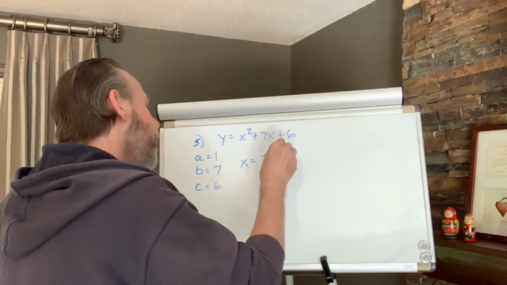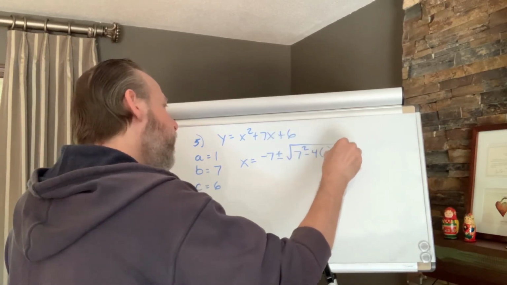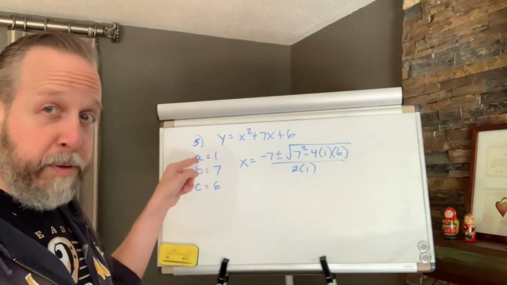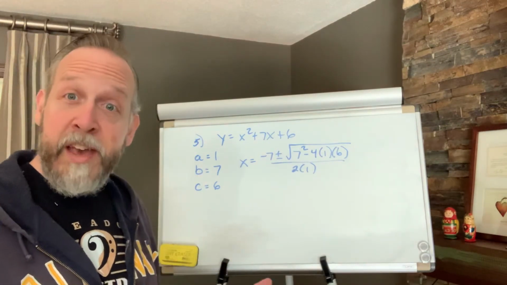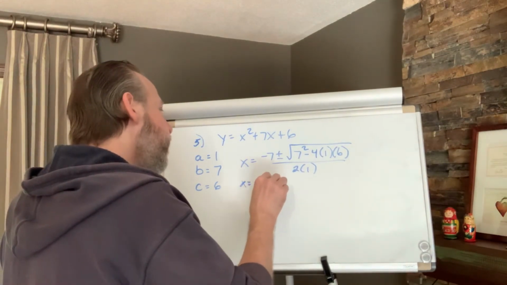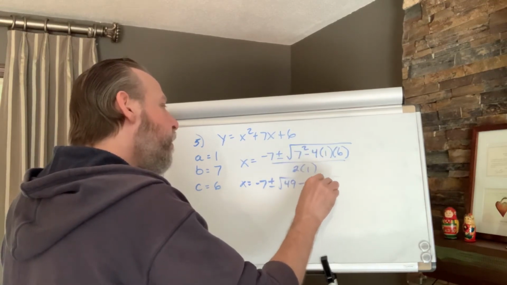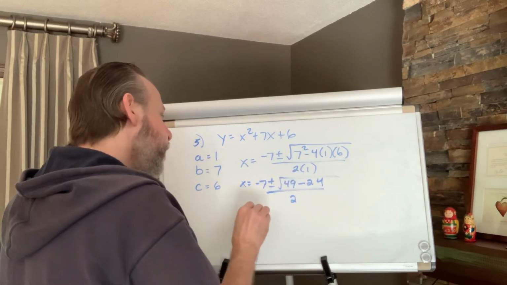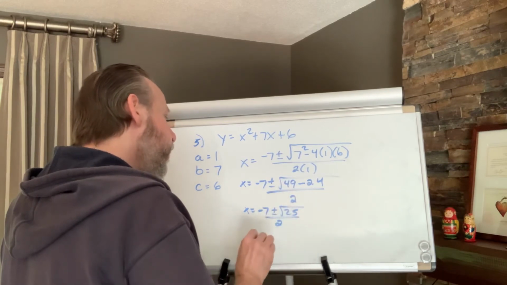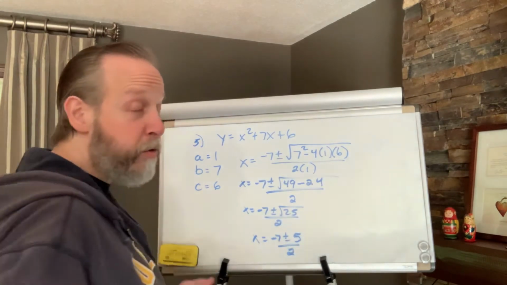X equals negative 7 plus or minus the square root of 7 squared minus 4 times 1 times 6, all over 2 times 1. Again, those numbers come from the A and the B and the C, and they have to be particular to what the A, B, and C were for this problem. X equals negative 7 plus or minus square root 49 minus 24 over 2. Negative 7 plus or minus square root 25 over 2. Negative 7 plus or minus 5 over 2. Square root of 25 is 5.